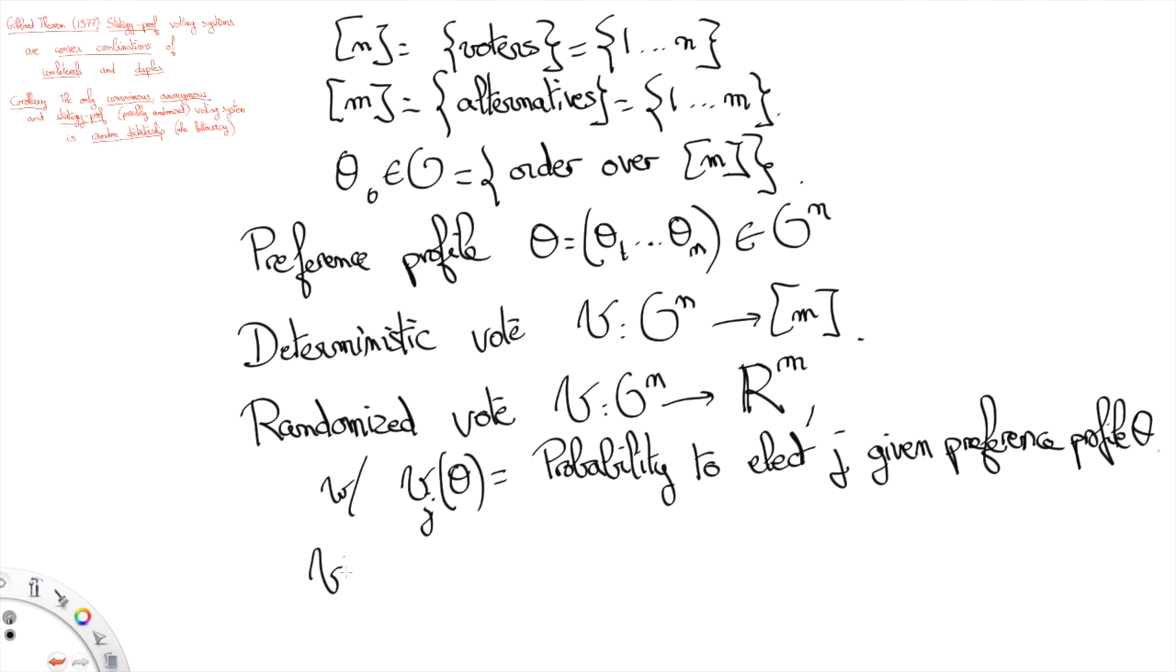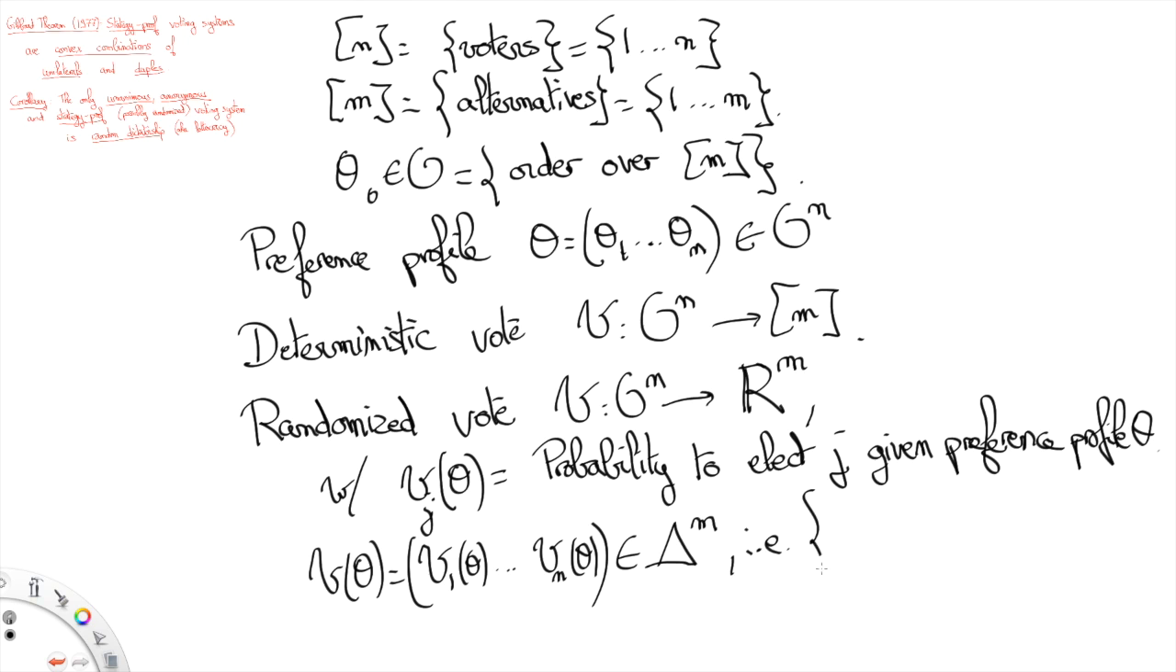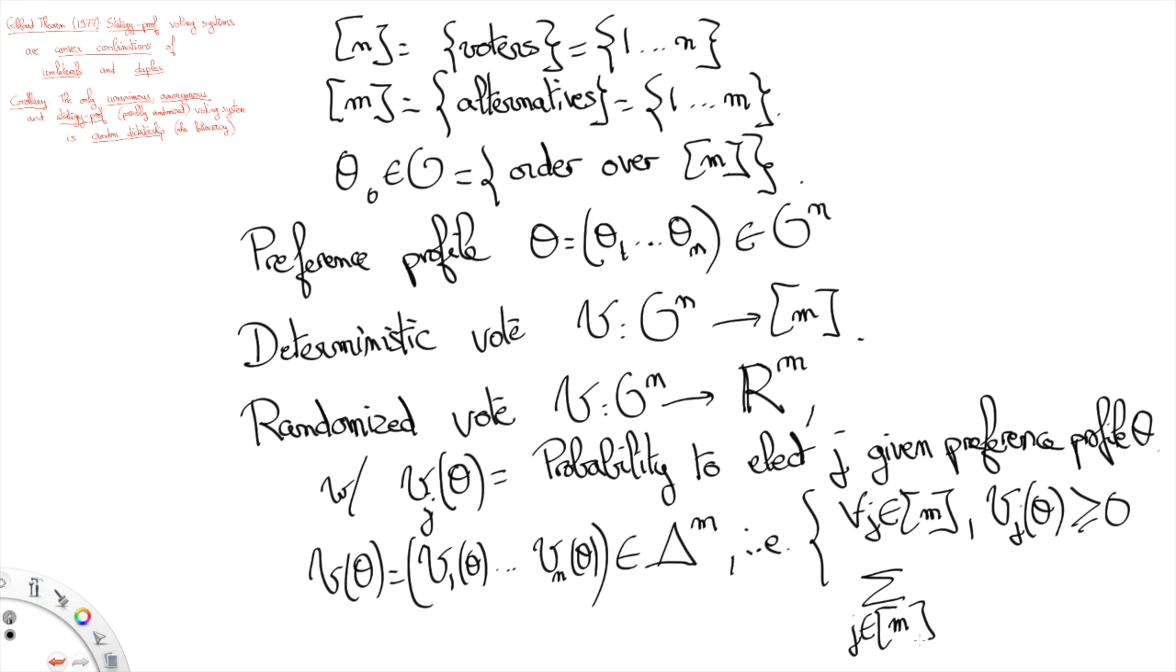Evidently, V of theta, which is the vector V1 of theta until Vm of theta in R to the power m, is actually a probability law, which means that it must belong to the so-called simplex of R^m. That is, it must satisfy the properties Vj of theta greater or equal to 0 for all j in M, and the sum of the Vj of theta must be equal to 1.